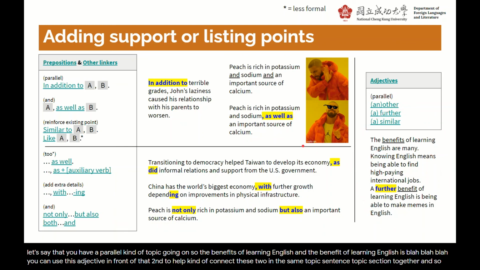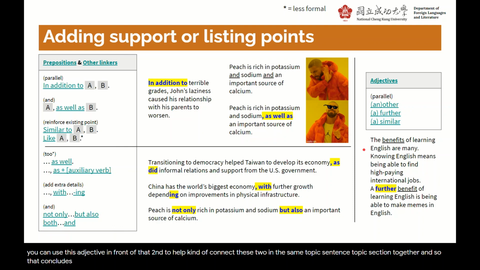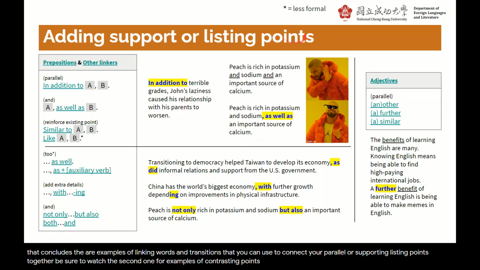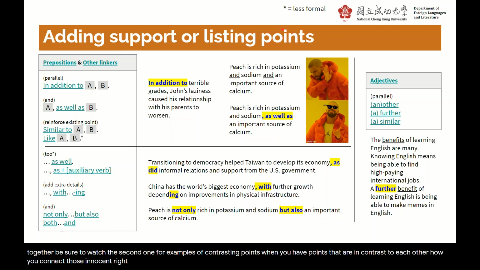And so that concludes the examples of linking words and transitions that you can use to connect your parallel or supporting listing points together. Be sure to watch the second one for examples of contrasting points, when you have points that are in contrast to each other, and how you connect those in writing together. And the third video for when you have points that are cause and effect, reason and result.